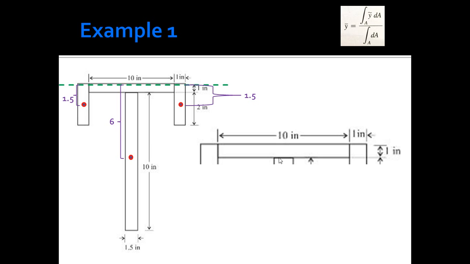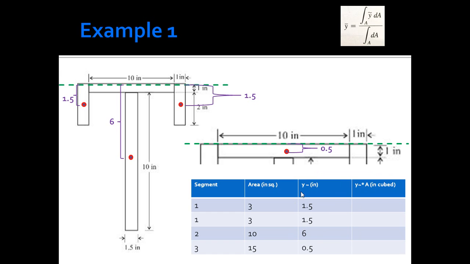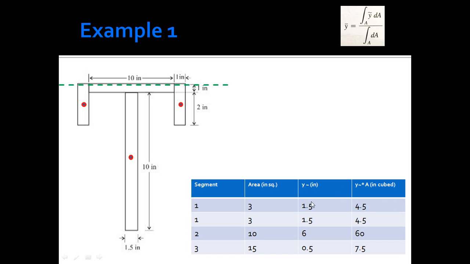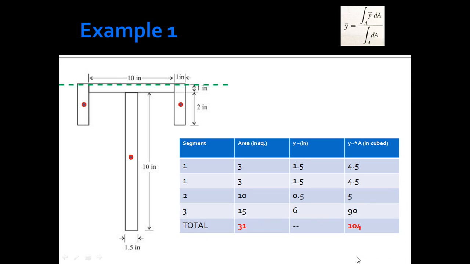And then I kind of tried to zoom in on this top bar right here. Our center is going to be somewhere around here, and this is 1 inch, so the Y squiggle is just going to be 0.5 inches. And then I just filled all of that out into the table. And once again, I did Y squiggle times the area, so 3 times 1.5, 10 times 6, 15 times 0.5. And you get all of these values.